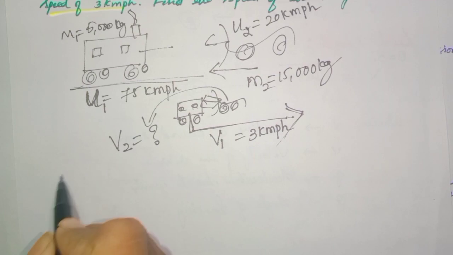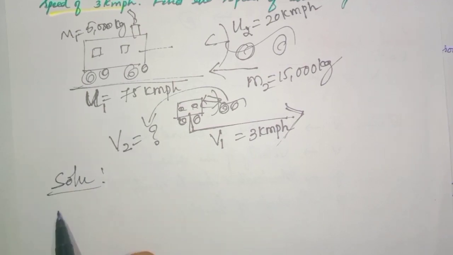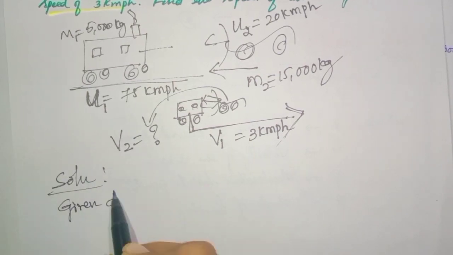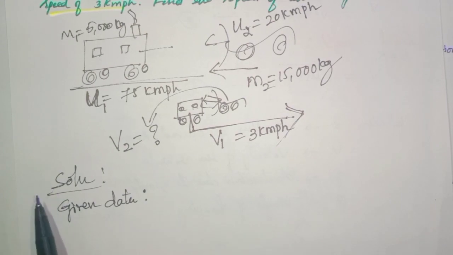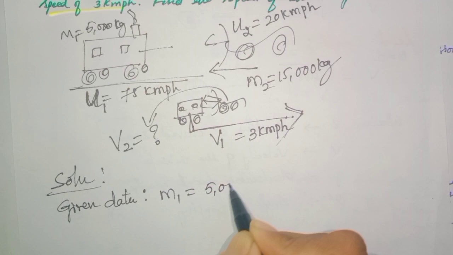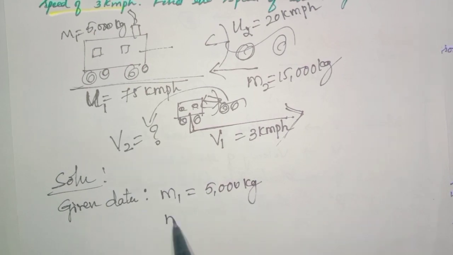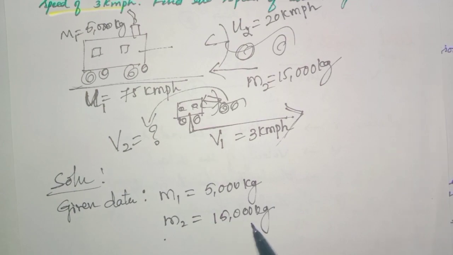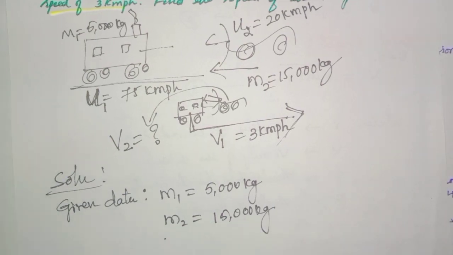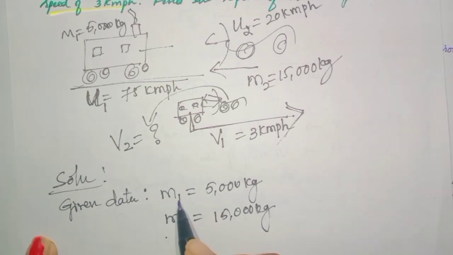So let me write it as a solution. So now I will write the given data. So what are the given data here? So I'll write the M1. M1 means mass of the engine, which is 5000 kg. Okay, M2, and what is M2? Mass of the wagon, which is 15,000 kg. Okay, now we will write the velocity. What is the initial velocity of this engine? That is U1, which is equal to 75 km/h.